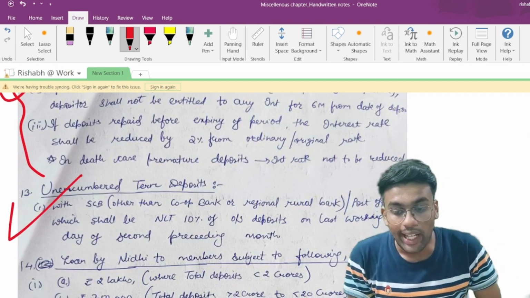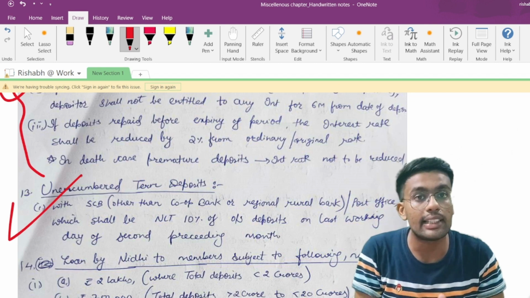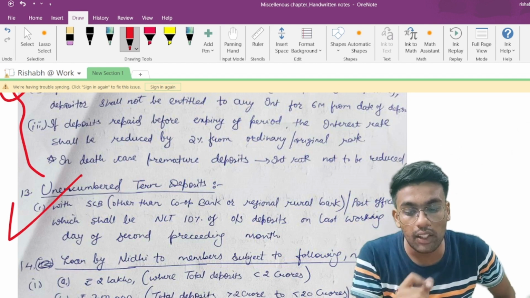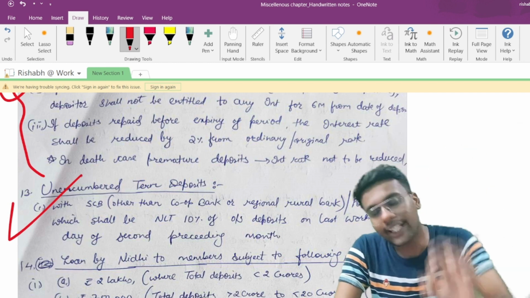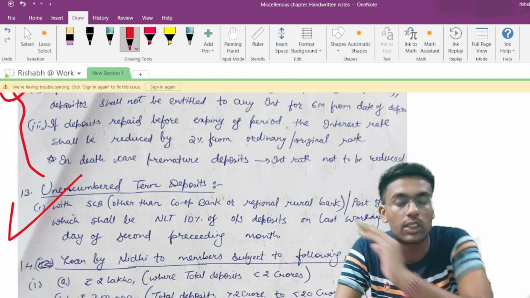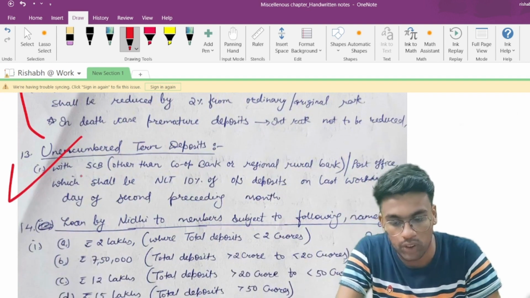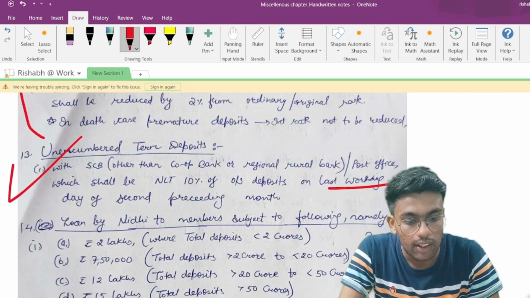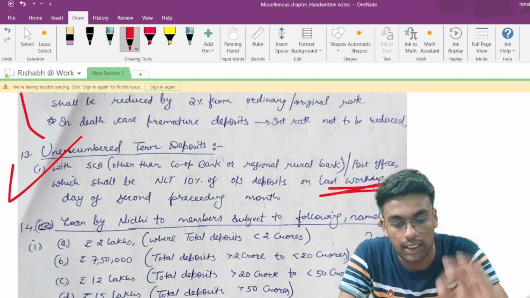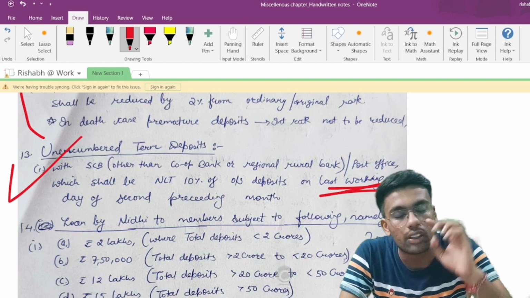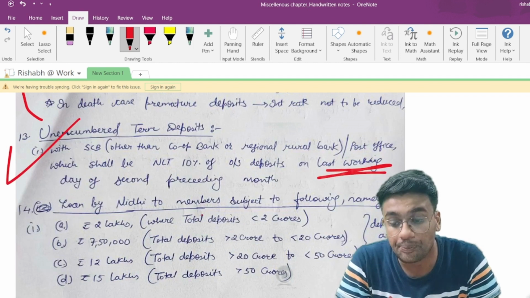Point number 13 talks about unencumbered term deposits. So with the scheduled commercial bank other than cooperative bank and the regional rural banks, post office deposits shall not be less than 10% of the outstanding deposits on the last working day of the second preceding month. मतलब previous month को छोड़िए, उससे पहले वाले month में last working day को it should not be less than 10% of the outstanding deposits. Okay, it's not the last day, it is the last working day. That means the last day on which the bank or the rural bank or the post office worked in the month.